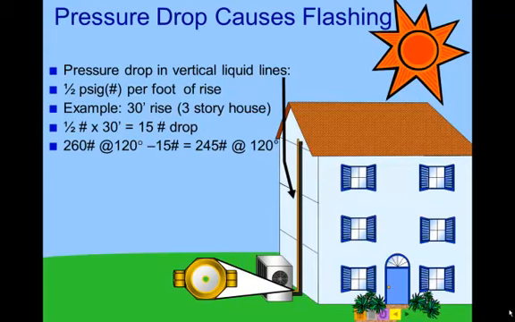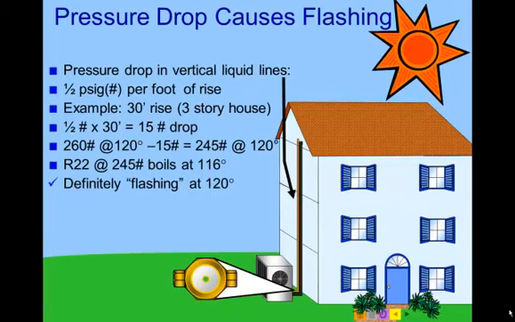So what we started out at the compressor condenser of 260 pounds at 120 degrees minus the 15 pounds is going to be at the metering device going into the evaporator, 245 pounds at the same temperature, because the 260 pounds is the PT relationship for saturation, and that's at 120 degrees. So we now have a lower pressure at the same temperature. The refrigerant 22 at 245 pounds boils off at 116 degrees. There'll be definite flashing at 120 degrees, because at 116 degrees and now we're at 120 degrees, there's a 4-degree increase there.